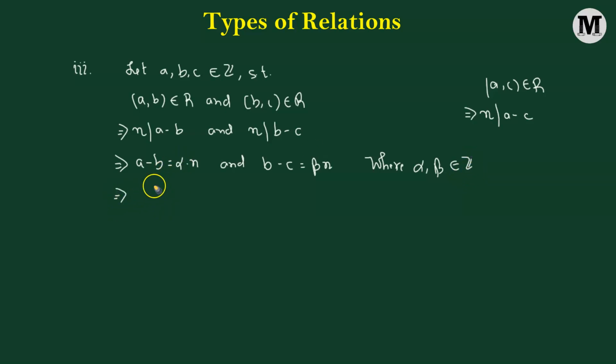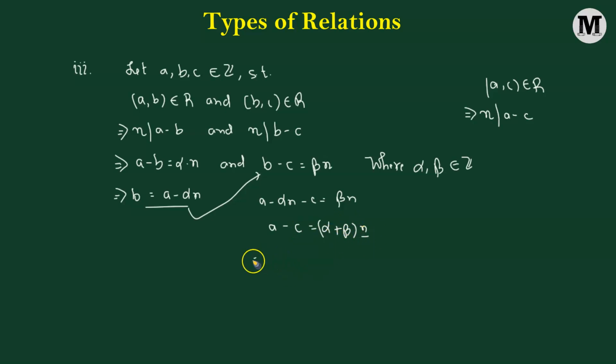Now we're going to isolate b from here. So b is equal to a minus alpha times n, and we substitute this value in the second equation. So we get a minus alpha times n minus c equals beta times n. Rearranging the terms, we get a minus c equals alpha plus beta multiplied by n. Now alpha and beta being integers, their sum is also an integer. So here we have shown that a minus c is a multiple of n. In other words, n divides a minus c. That's what we needed to show. In other words, the ordered pair a comma c also belongs to the relation R.